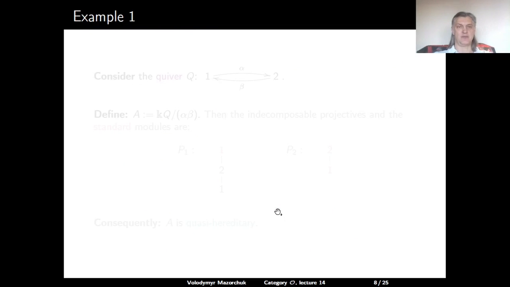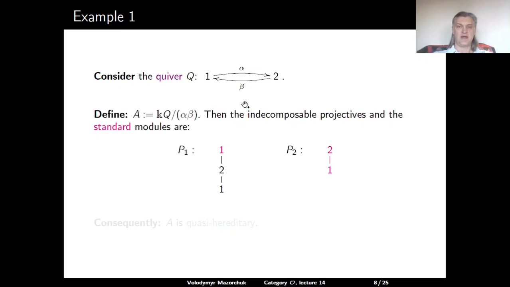Here are some examples. Consider the quiver as follows: two vertices 1 and 2, and two arrows alpha and beta, alpha from 1 to 2, beta from 2 to 1. And consider the quotient of the quiver algebra by the relation alpha beta equals 0. Then the indecomposable projectives for this algebra look as follows. The projective P1 has 1 on top, then 2 in the middle and 1 in the circle, and P2 has 2 on top and 1 in the circle.